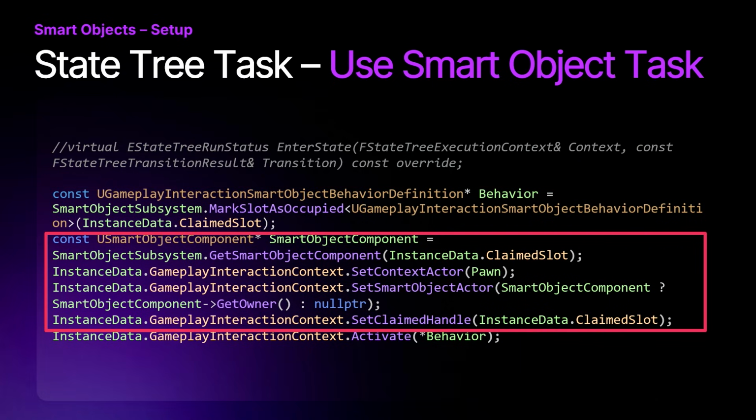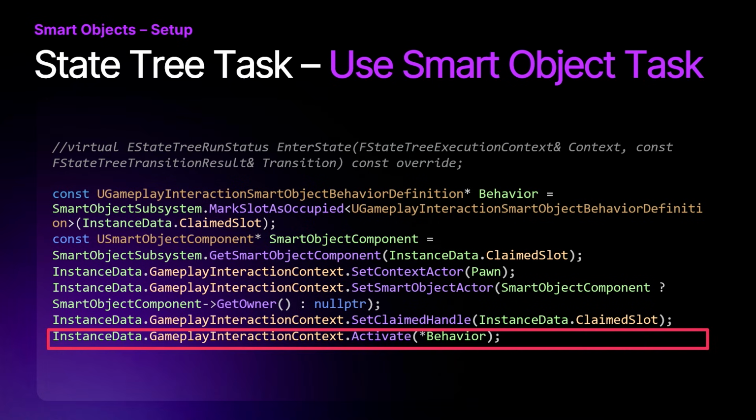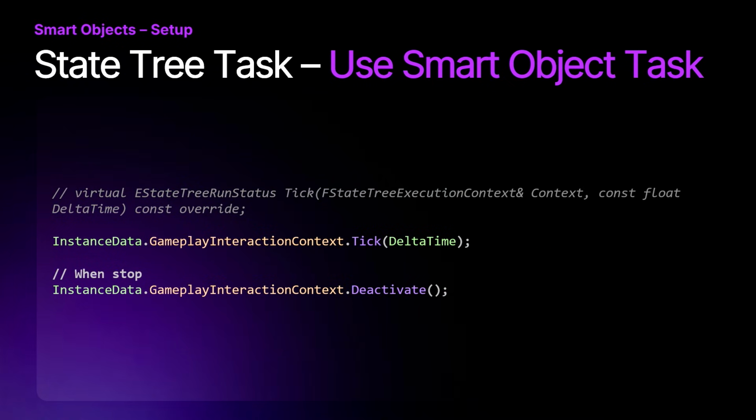And from there, you can pass all the information from your claimed handle input into the gameplay interaction context. When this is all set up, simply call activate on the behavior you just cast from mark slot as occupied, and activate it from the gameplay interaction context. In the tick function, you will need to keep calling the tick on the gameplay interaction context. And when the task stops, you will need to remember to deactivate the context as well.